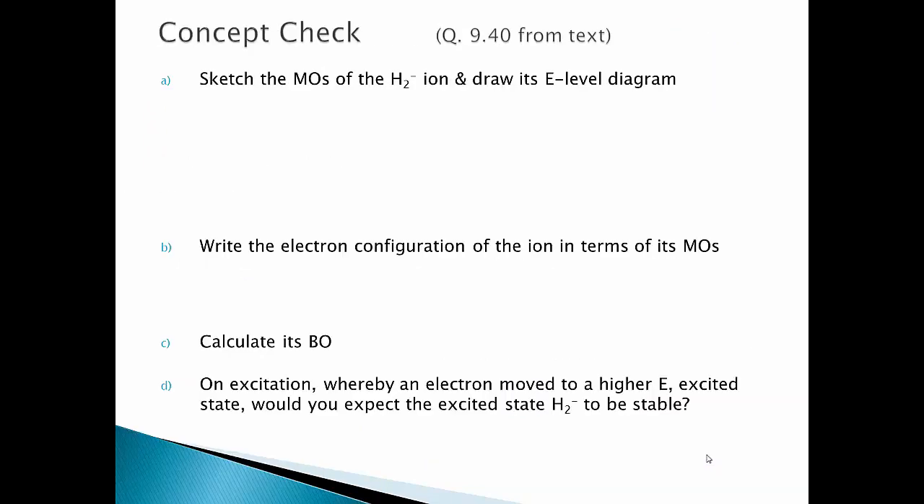Okay, so let's have a go at a concept check. Sketch the molecular orbitals of the H2 minus ion and draw the energy level diagram. Write the electron configuration of the ion in terms of the MOs. So we're looking at our boxes here. Calculate the bond order, and on excitation, whereby an electron is moved to a higher energy, the excited state, would you expect the excited state of H2 minus to be stable?